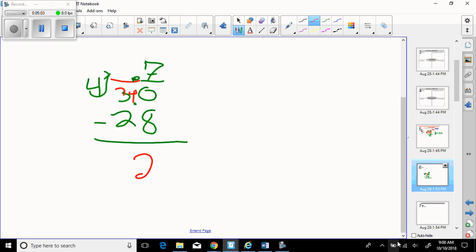Okay. So now will 4 divide into 2? No. So you know what we can do? We can add another 0. But if we add the 0 up here, oh, you don't have to erase that because you're going to need that.